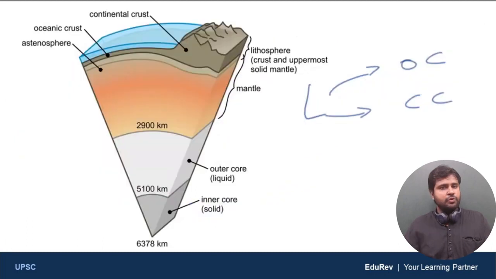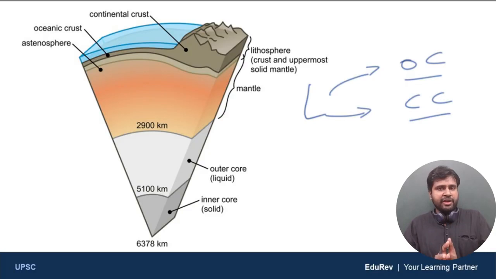Clear? So the concept is very simple. The lithosphere is of two types: oceanic crust and continental crust. When you say continental crust, it is made up of the continents or the land mass. And when you say oceanic crust, it has ocean, and beneath the ocean we have the ocean floor, right? That is nothing but the oceanic crust. Clear? So I hope these concepts are simple and clear.